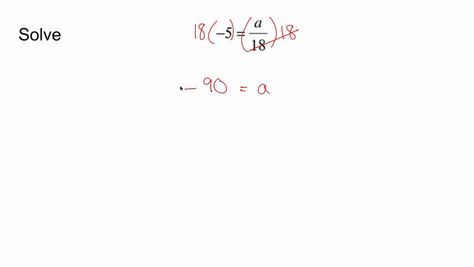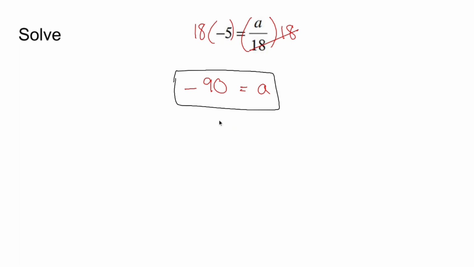Now, this is a correct answer, and most teachers would be okay with this, but some teachers might want you to say, well, that doesn't sound proper. Negative 90 equals A is like saying Math Teacher Goat is my name. We want to say my name is Math Teacher Goat. Unless your name's not Math Teacher Goat, then please don't say that because copyright infringement.